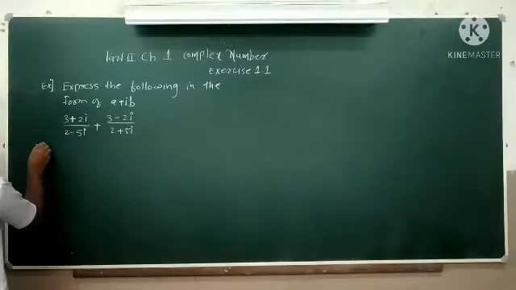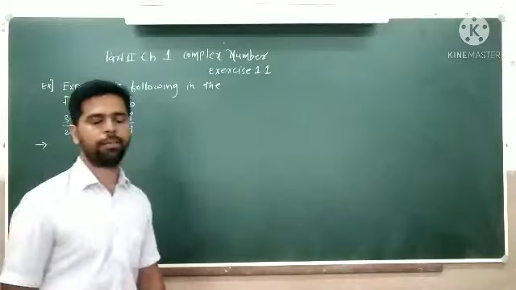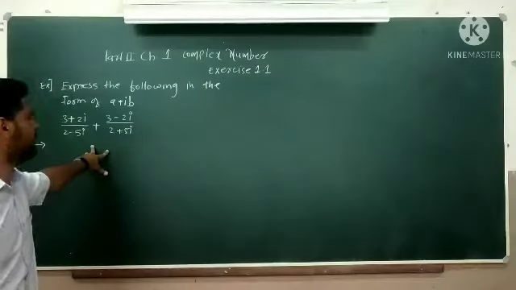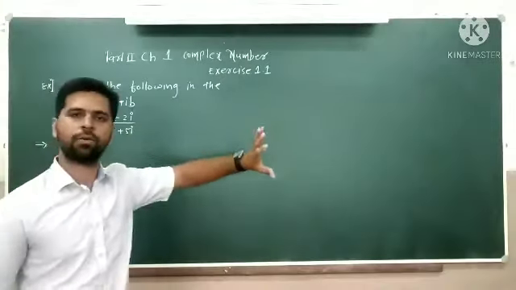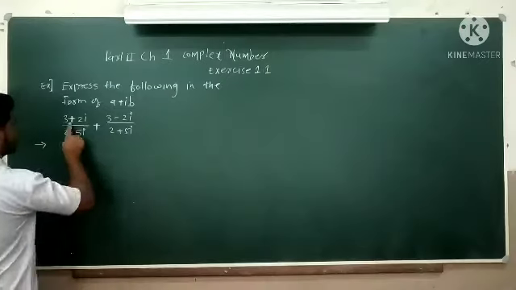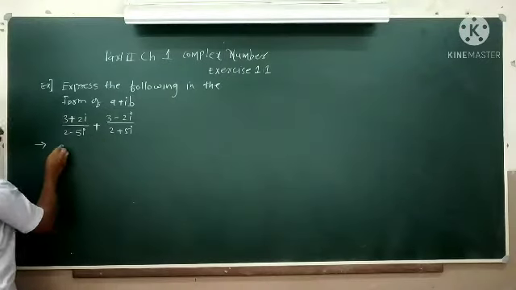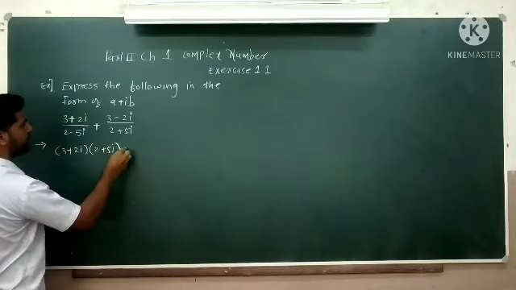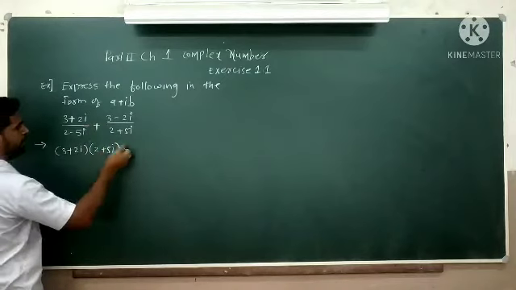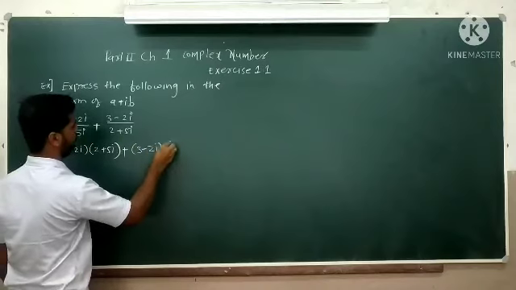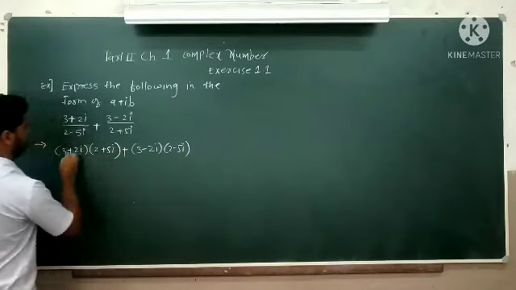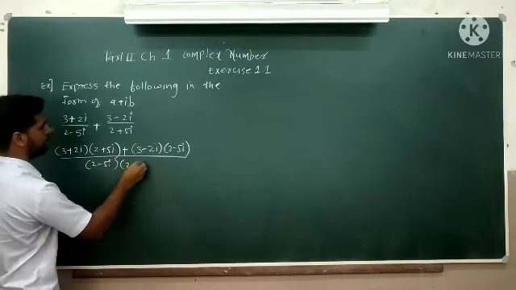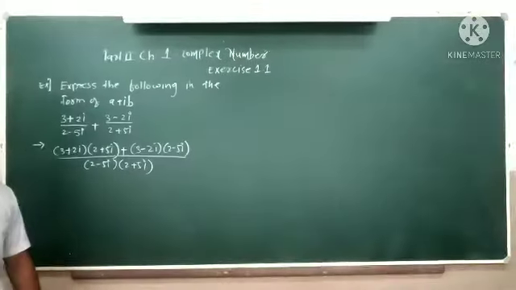See, when your denominators are not the same, first we try to make the denominators the same by taking the LCM. Or if you are getting confused in taking the LCM, you can simply take cross multiplication. That is also fine. So with cross multiplication, (3 plus 2i) will multiply with (2 plus 5i), so you get (3 plus 2i) into (2 plus 5i), plus (3 minus 2i) multiplied with (2 minus 5i). Now the denominator multiplied with the denominator, so we get (2 minus 5i) into (2 plus 5i). Like this, we can take cross multiplication of these two fractions.